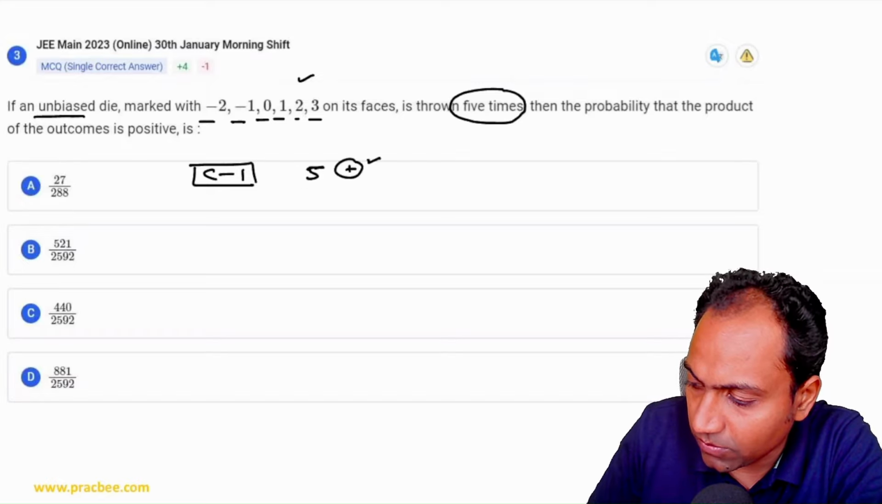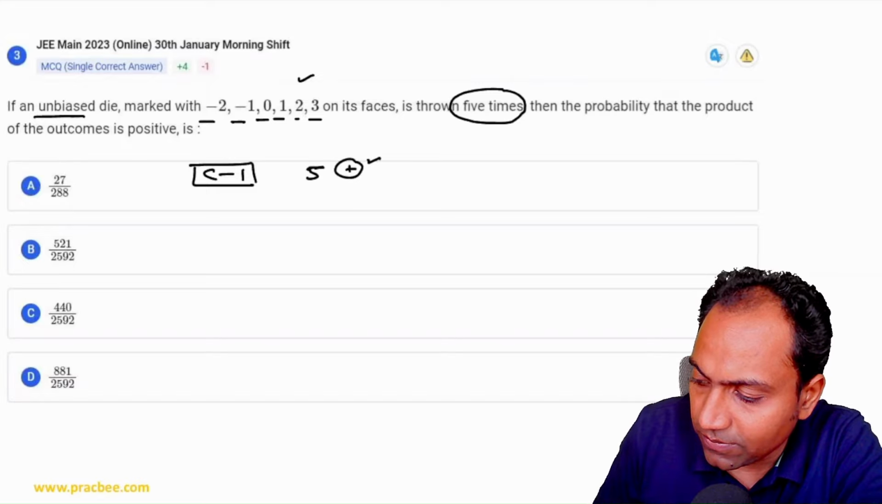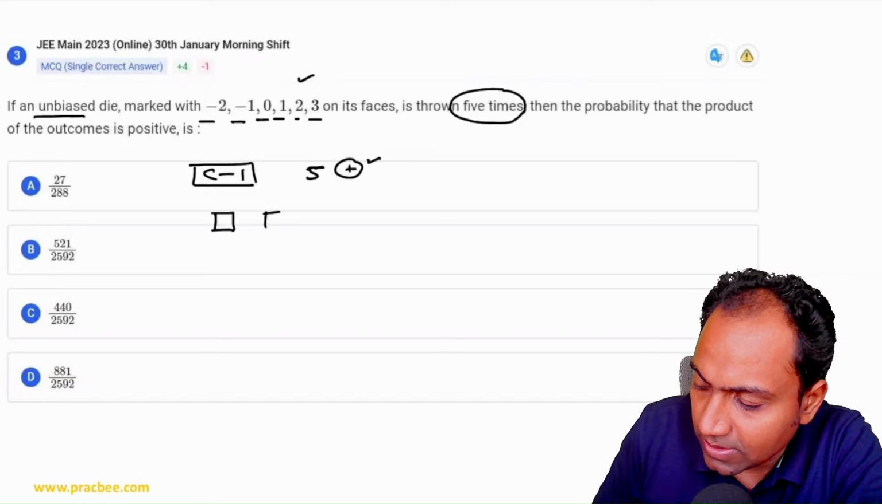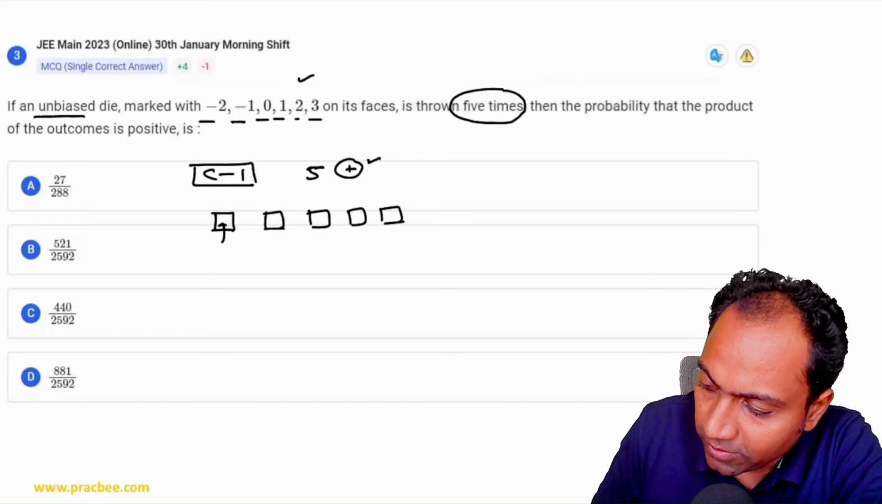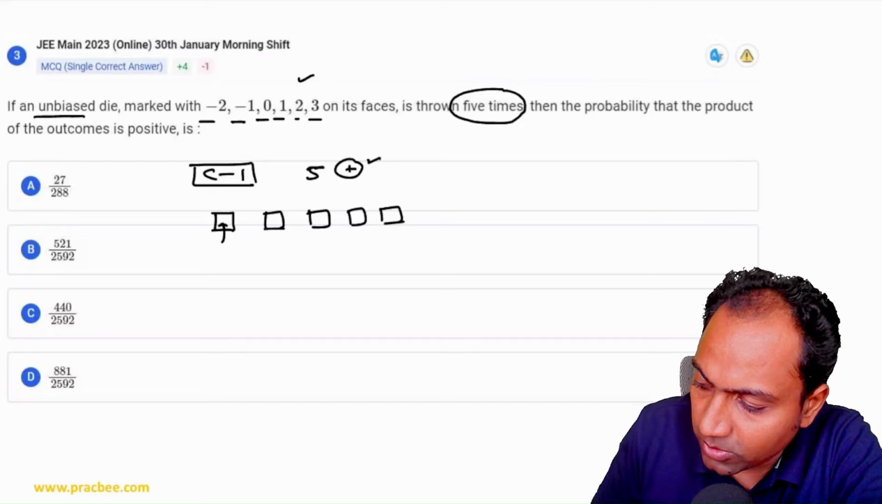This is one scenario. Now how many ways can this happen? Let us say that these are the 5 boxes that I need to fill. So each of these 5 boxes can either have 1, 2 or 3, because there are only 3 positive numbers.